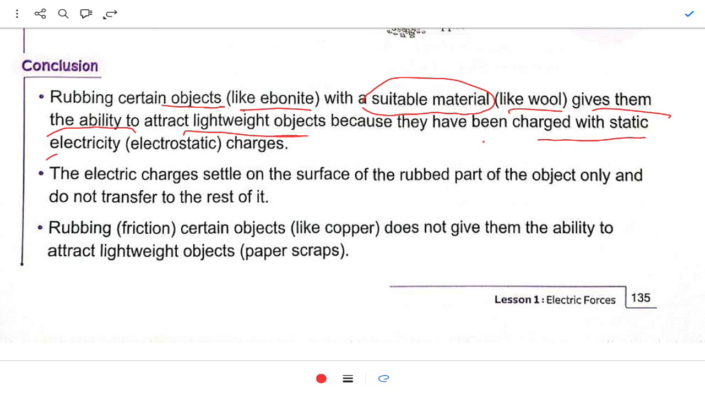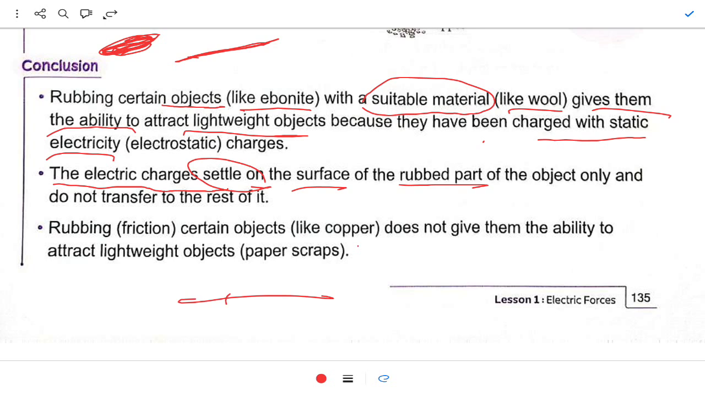static electricity. When you rub the rod with a piece of wool, it will be charged with static electricity, or electrostatic. So when you rub the end of the rod, this end of the rod will be charged with static electricity. The electric charge settles on the surface of the rubbed part. You rubbed just this part, so it will be charged with electricity. So there are some charges here.